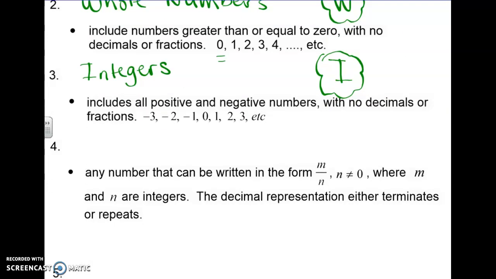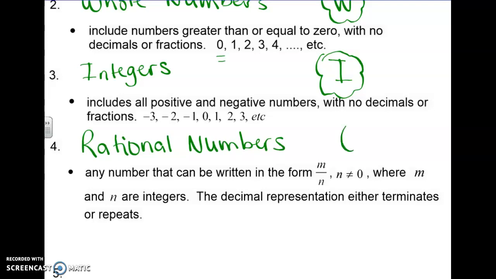The number system now that we have, which can have either decimals and fractions, so parts of wholes, is called the rational numbers. And you would think that we would use the letter R for rational numbers, but no, we use the letter Q, and I'll explain how we can remember that in a moment.